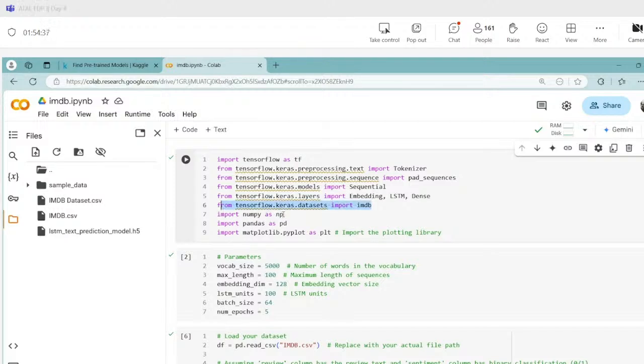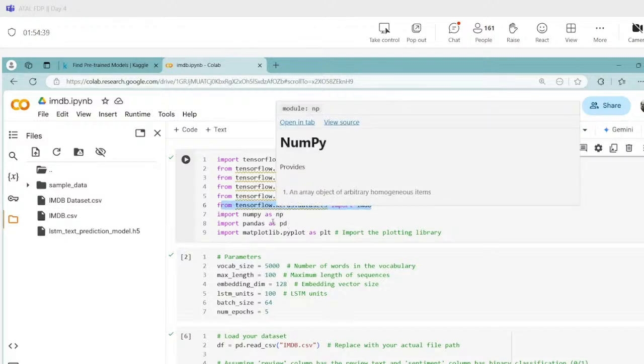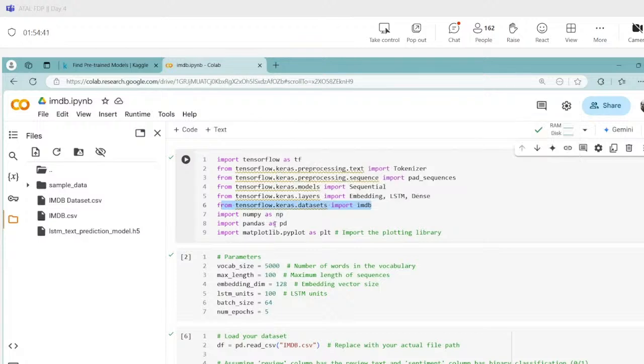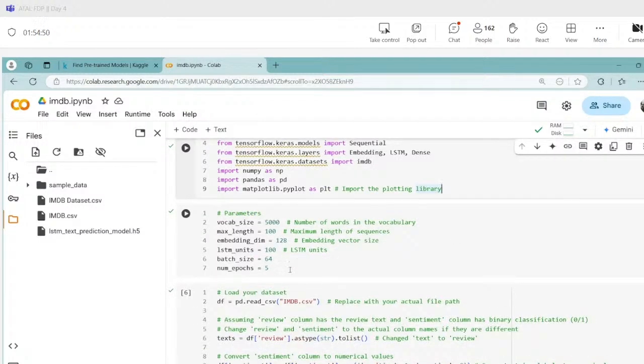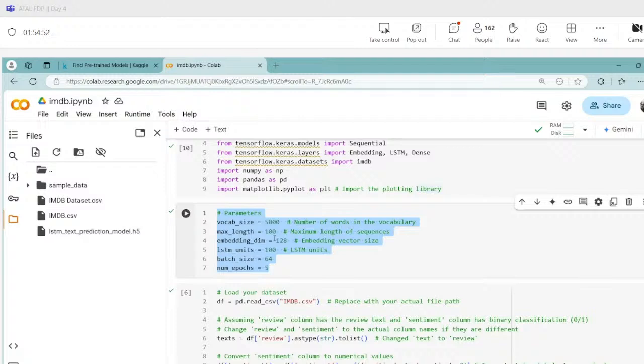Then I'm going to import the data set which I take, and then NumPy and Pandas, both of which are very mandatory for the Python coding process. And then this plotting library is used for plotting the graph. Now coming to the parameters. These parameters are constant, sorry, this is not constant. This can be variable based upon the type or complexity of the problem which we are taking.